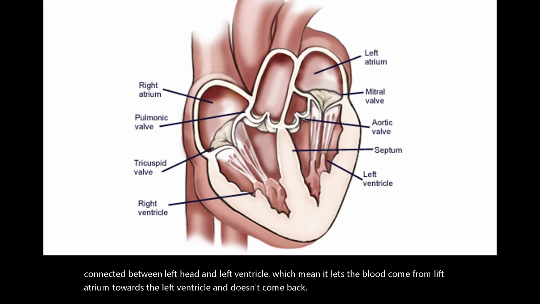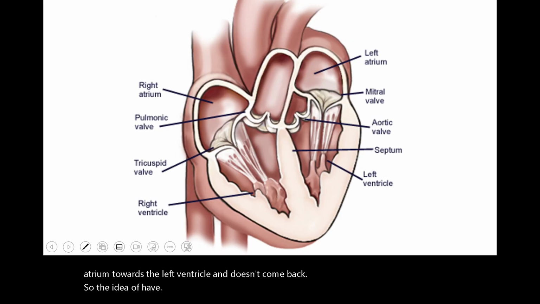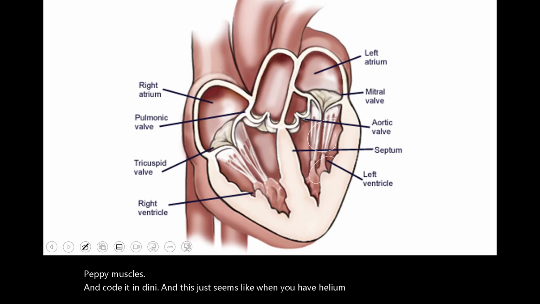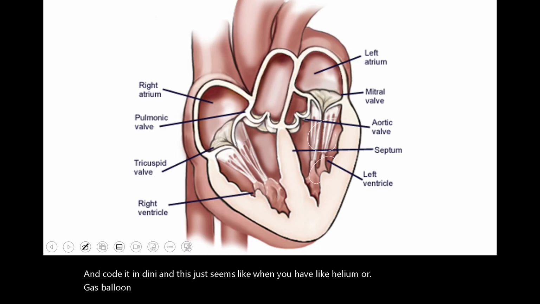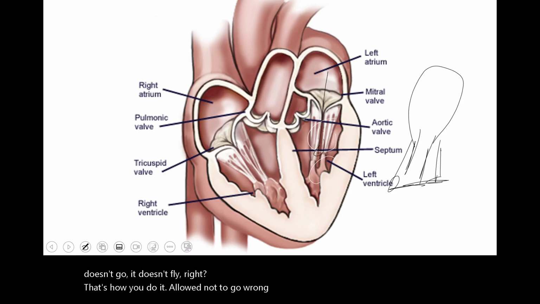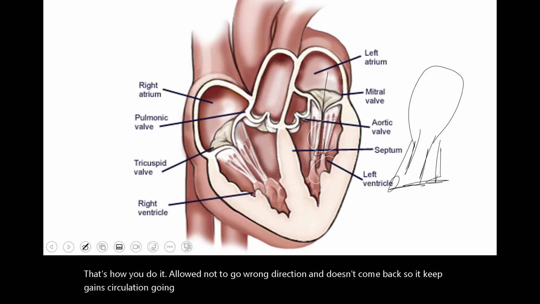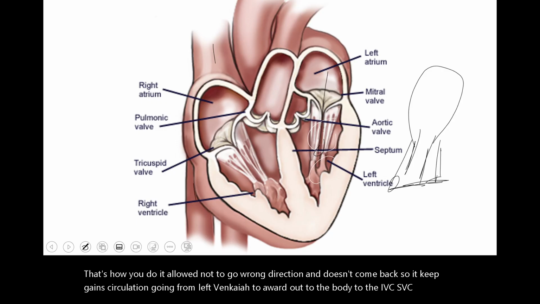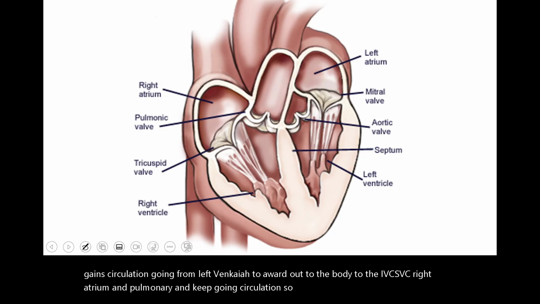So the idea you have is papillary muscles and chordae tendineae, and those are just like when you have a helium or gas balloon and you want to stick it to the ground, so you put a cord to the ground so it doesn't fly away, right? That's how it works. It allows blood to go one direction and doesn't come back, so it keeps the circulation going from the left ventricle to the aorta to the body to the IVC, SVC, right atrium, and then pulmonary, and keeps going. So it is like a valve going one way, no comeback.